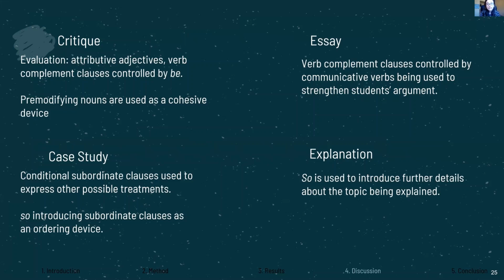And in essays, we have these verb complement clauses controlled by communicative verbs being used to strengthen students' arguments. And the students do not always use specific citations. Sometimes it's just a broad example like researchers or studies without giving a specific reference. And in explanations, we also have the use of so, but it is used to introduce further details about the topic being explained, so not as an ordering device.